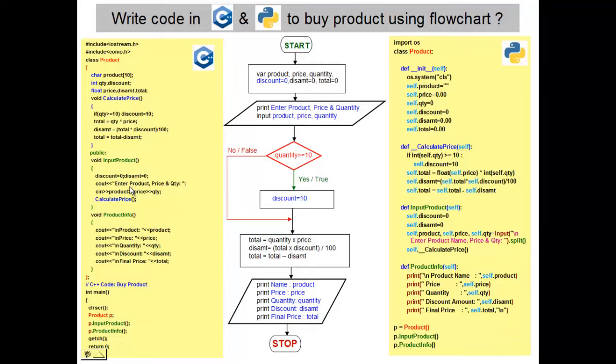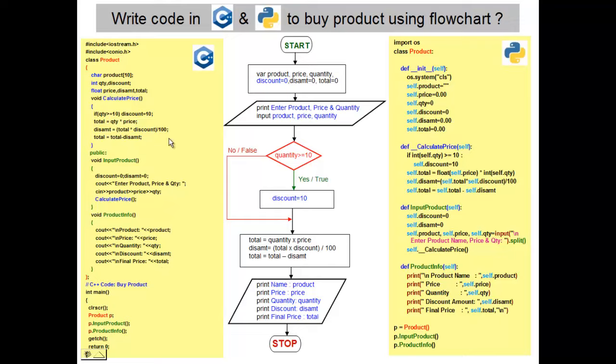Now ask the user to enter product, price and quantity. So using cout here, and cin using product, price and quantity. Then I call here the private function calculate price. Okay. Now next, again write a public function. So print the product info. So product name, price, quantity, discount amount and total.